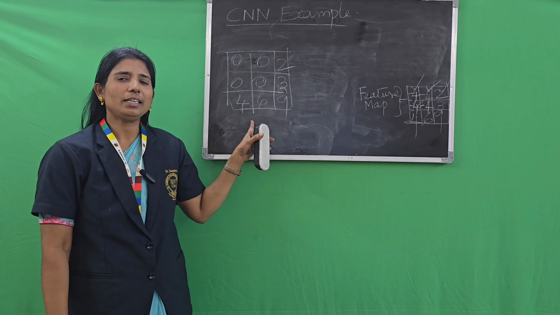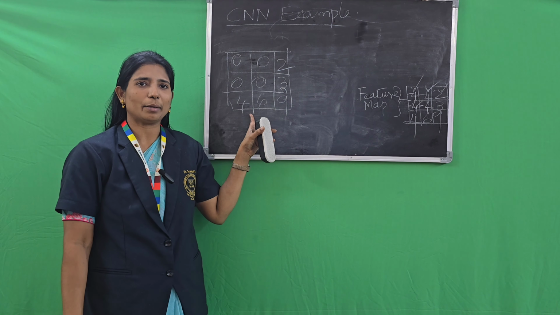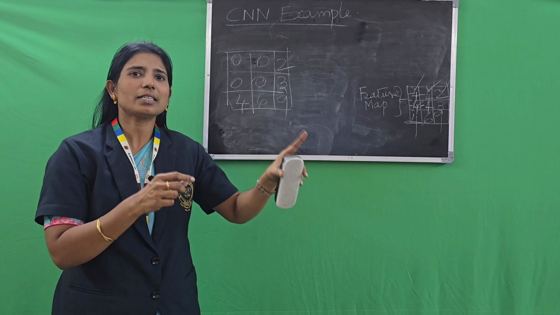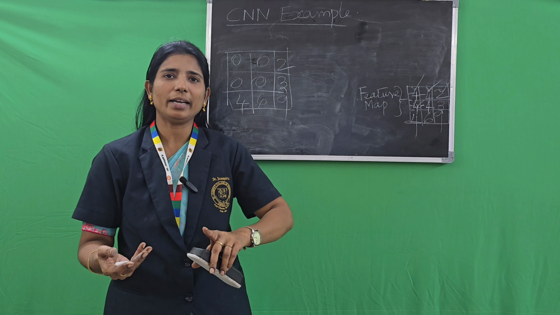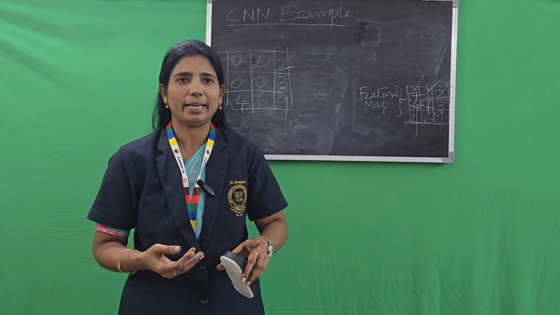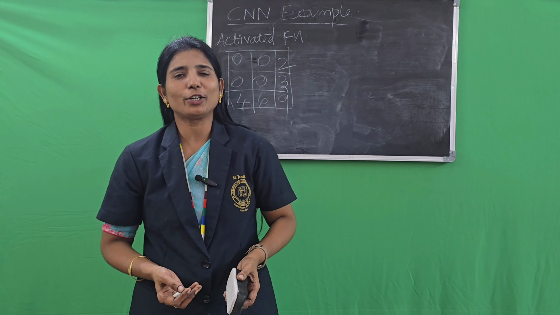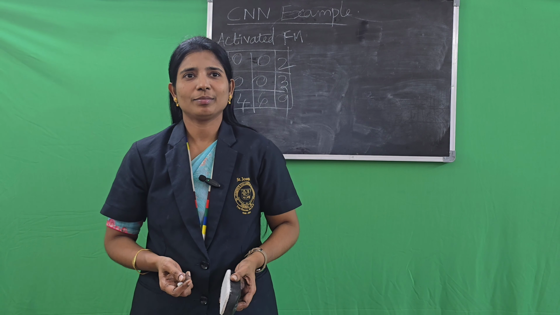So this is the final activated feature map. So this is now passed to the next layer, for example, a pooling layer or another convolutional layer. So next, let's move on to the pooling operation.